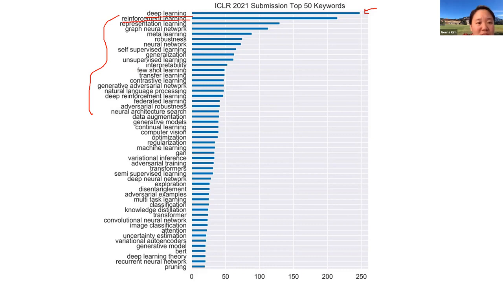So let's just ignore those. And in terms of technique itself, graph neural networks and combined self-supervised and unsupervised learning are becoming more interesting and growing fields. So I wanted to delve more into those kinds of topics.